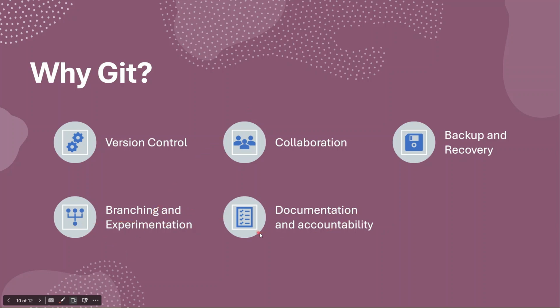So, documentation and accountability. What we mean by this is that Git makes it possible to tell you who wrote a particular code, or who did a particular commit or saved a particular code at a particular point in time, when they did it, and who did it. You understand? That's what documentation and accountability brings.